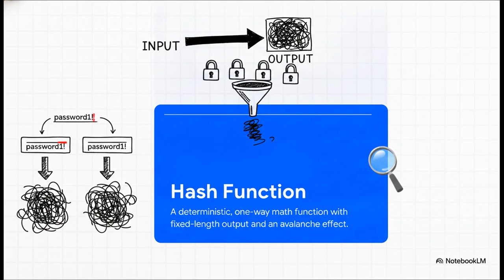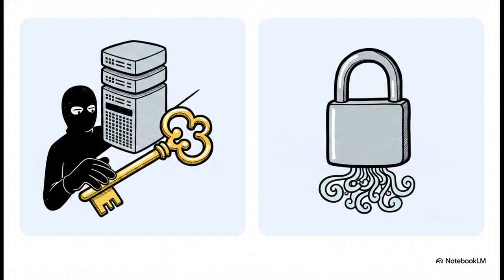Plus, thanks to this thing called the avalanche effect, if you change even a single character, like just capitalizing one letter, the entire resulting hash changes completely. And this is exactly what we want for storing passwords securely. This setup right here brilliantly illustrates why encrypting passwords is, well, incredibly dangerous.